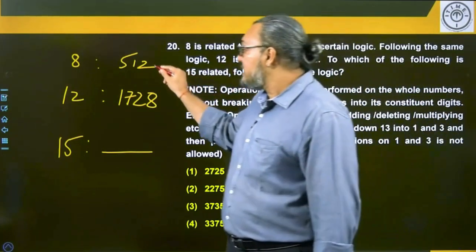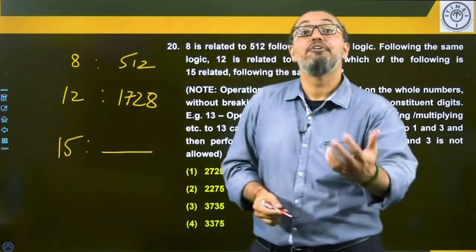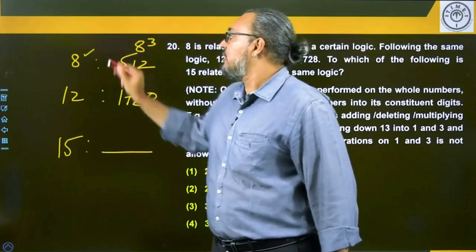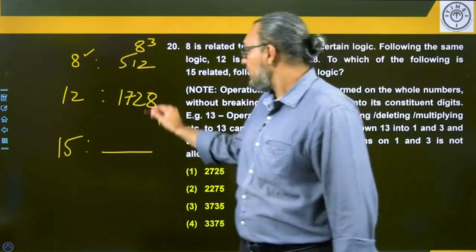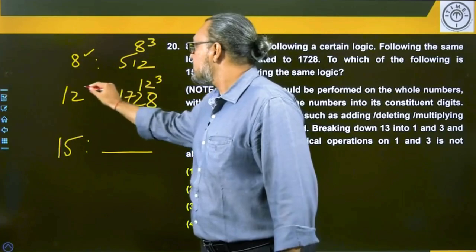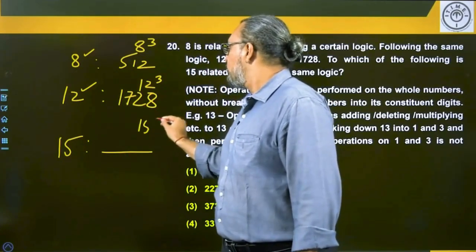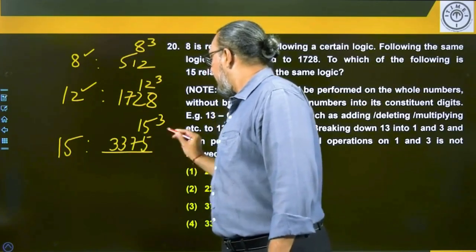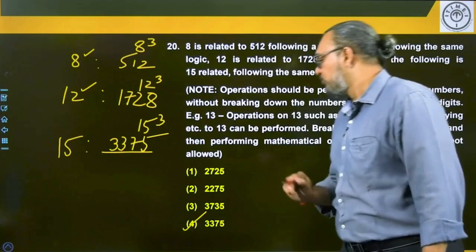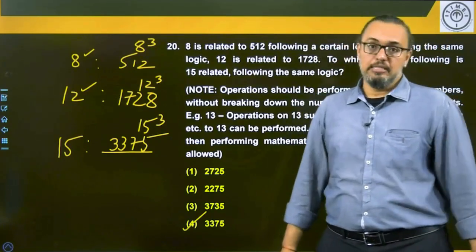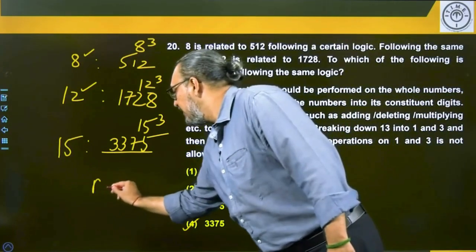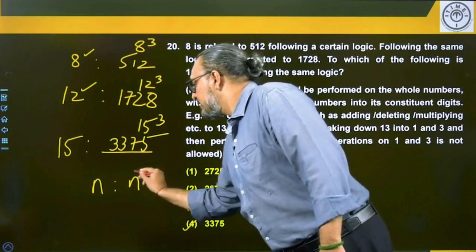Now how do you recognize these numbers? These are actually perfect cubes. They are the cube of that first number. 8 cubed. So I will have to take the cube of 15, which is 3375, and that is available in choice 4. So choice 4 is our answer. The format is n cube.